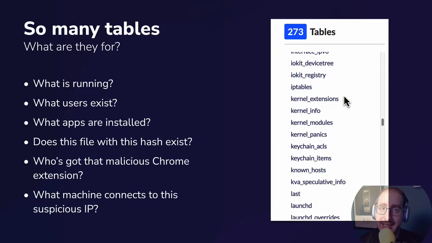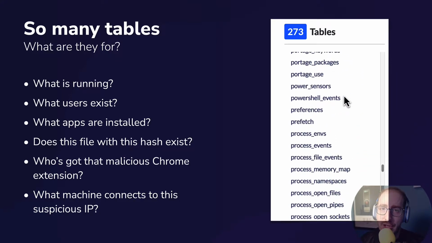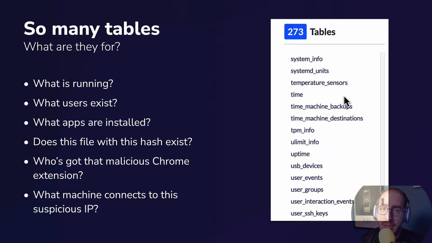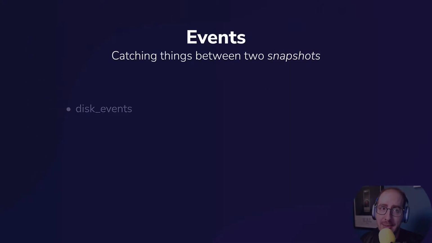Does this file with this hash exist? Who's got that malicious Chrome extension installed? What machine is connecting to that suspicious IP? With 273 tables, a lot of them are cross-platform and others are specific to one operating system.